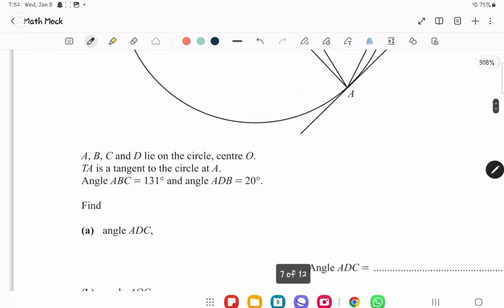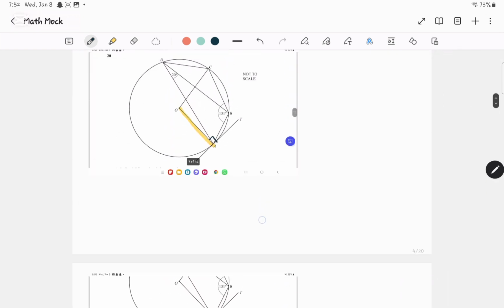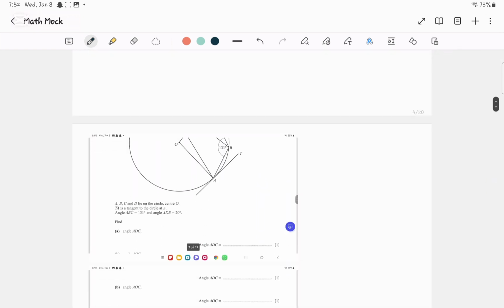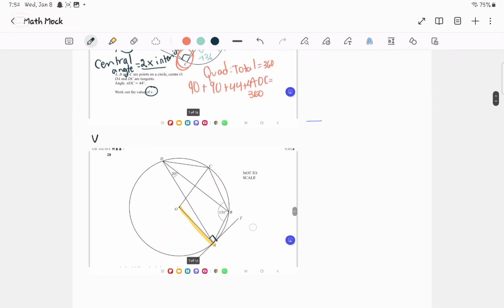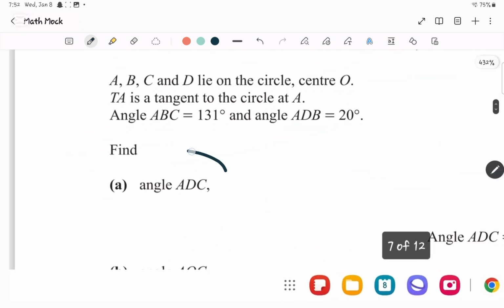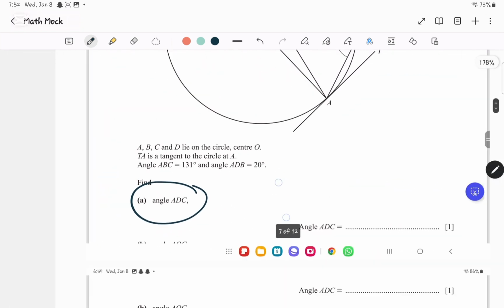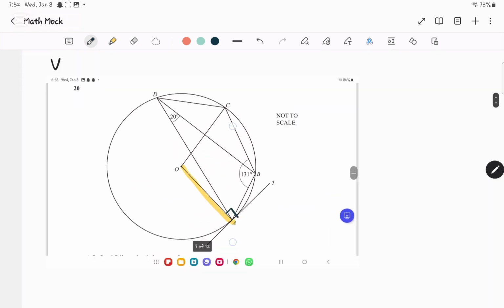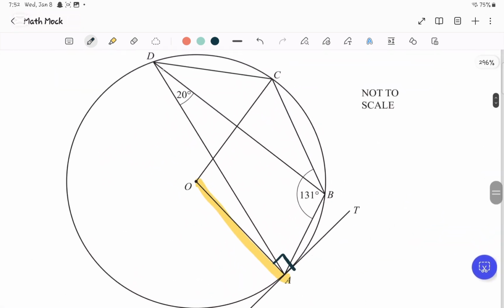We know that angle ABC is equal to 131 degrees. It's already drawn for us. And that ADB is 20 degrees, which is also drawn for us. The first step is to find angle ADC. So let us go up and locate angle ADC. Angle ADC is this angle over here.